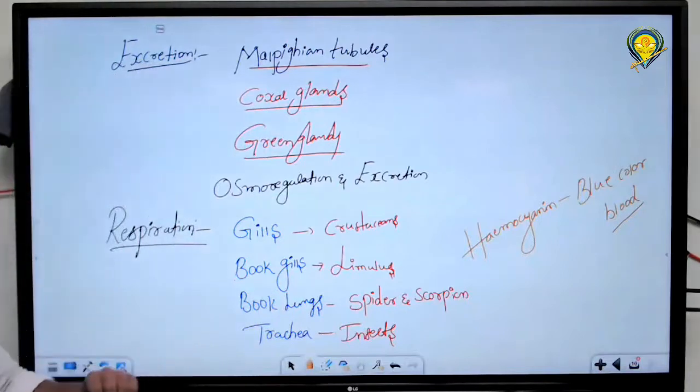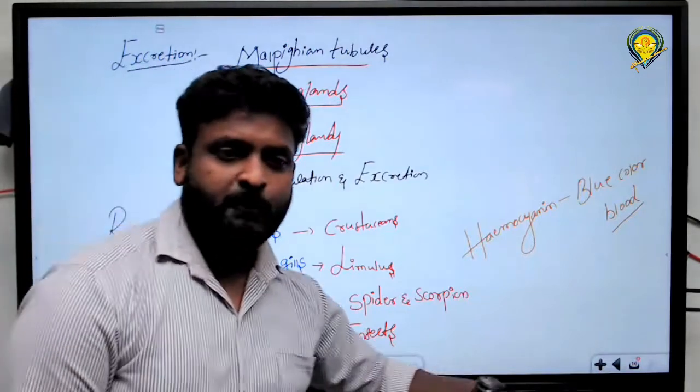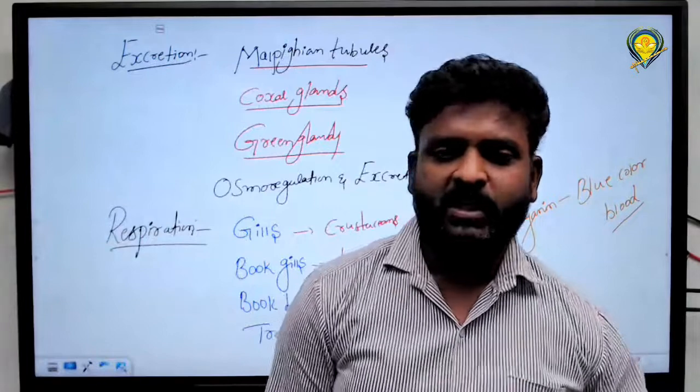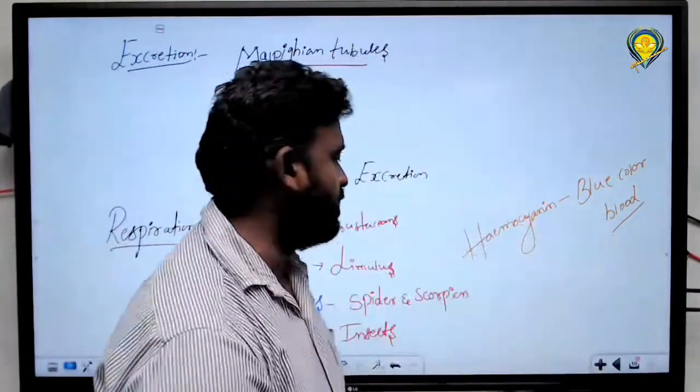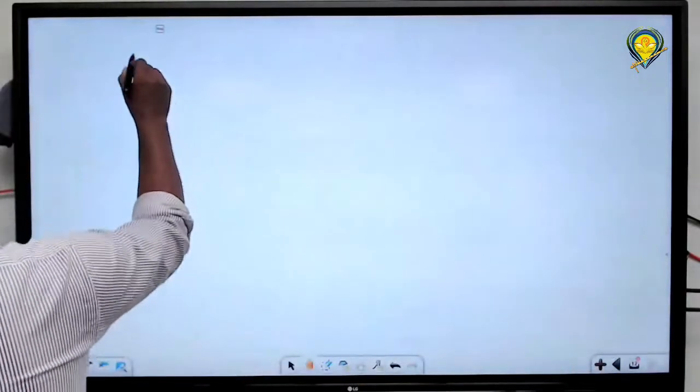Next one, after digestion, respiration, circulation, excretion, next one what? Nervous system and reproduction we have discussed more, right? Next one.